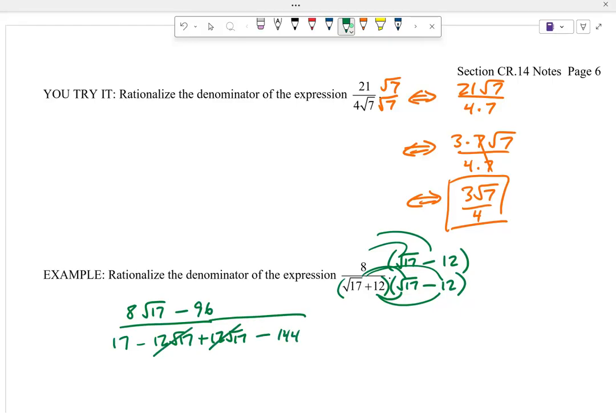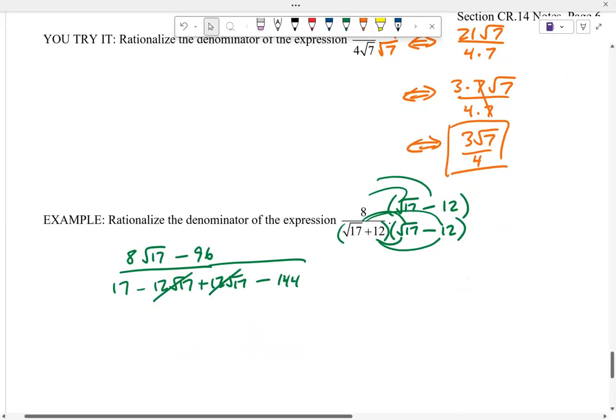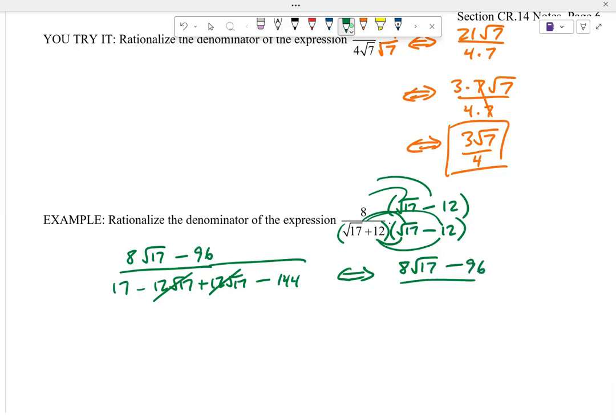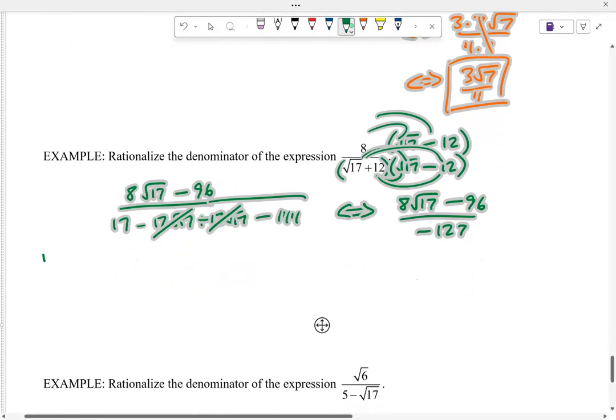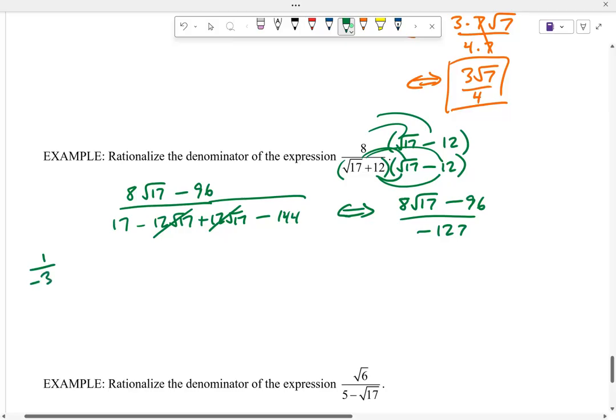Notice those are like terms that cancel. So I'm just left with 17 minus 144 on the bottom. Top I have 8 root 17 minus 96. That's over 17 minus 144, negative 127. And then I don't really want that negative in the denominator, right? We don't want to write it as 1 over negative 3. We would write it as negative 1 over 3 would be preferable.